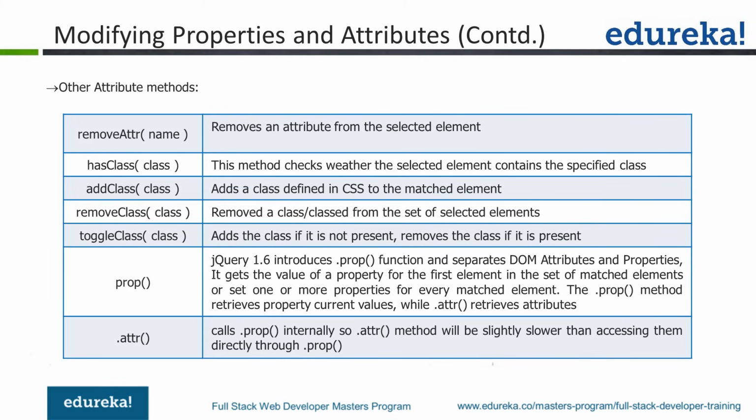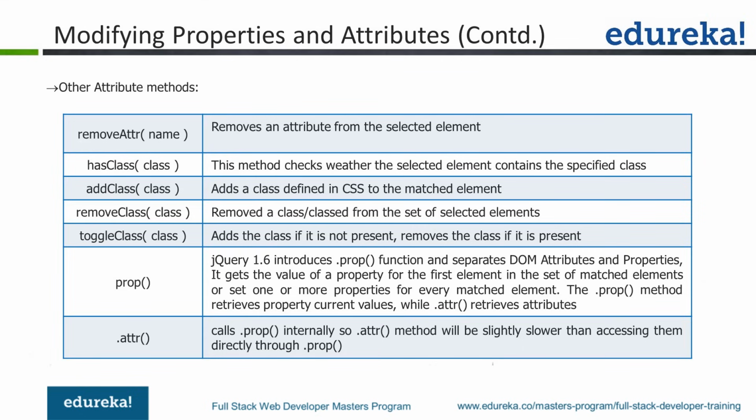Then there is the prop as well, which was introduced in jQuery 1.6, and the attr method internally calls prop. It gets the value of a property for the first element in a set of matched elements. So this is what we were observing, that it was getting the first element in a set of matched elements, or set one or more properties for every matched element. So this is where the behavior is coming from, because attr is internally calling prop. And it says very explicitly over here, it gets the value of a property for only the first element in a set of matched elements, or sets one or more properties for every matched element.